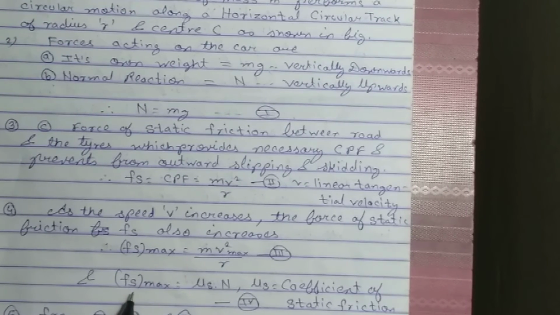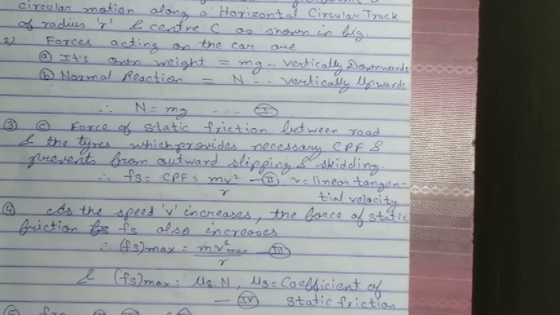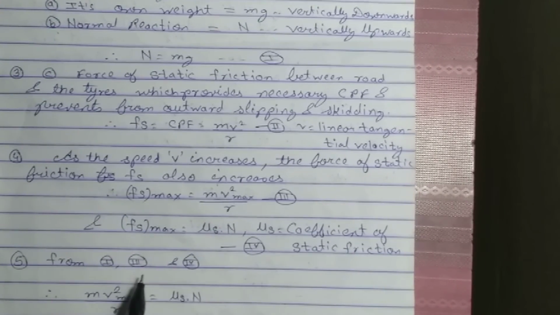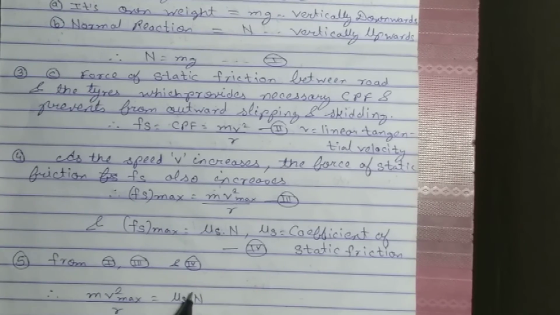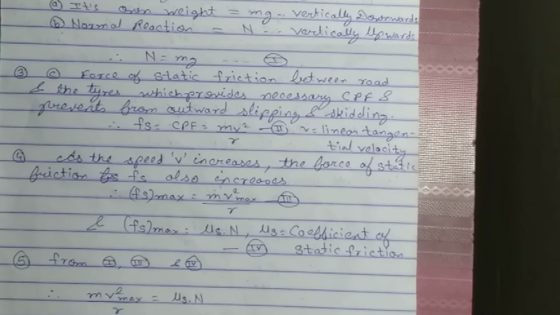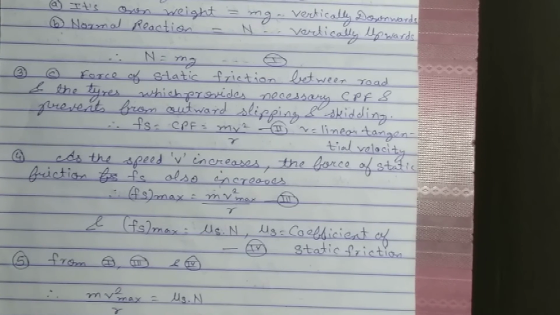But as I told you, when the frictional force is maximum, another formula for frictional force is the coefficient of friction multiplied by the normal reaction. If I equate from 1, 3 and 4, we observe that m v max square upon r equals mu s N, and here N equals what, students? mg. I am going to replace N by mg. We observe that m gets cancelled and the remaining terms are mu s into g. Students, r I will shift over there.